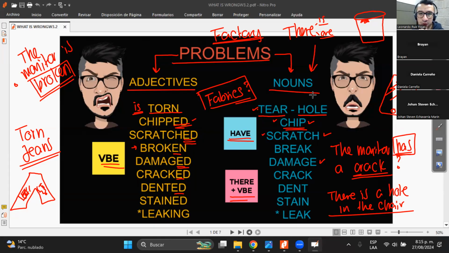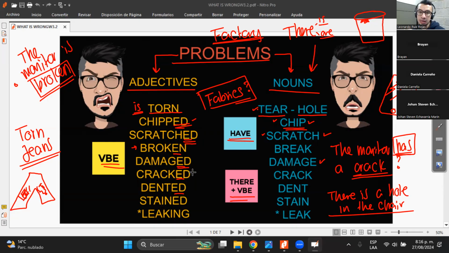Dañado. Dañado, of course, muy bien, right? So I can say the bathroom is damaged. The computer is damaged. The cell phone is damaged. The table is damaged, right? When it's a general damage, and I don't know exactly what. Bueno, muy bien. Crack, ya lo vimos, una grieta. So cracked means agrietado, right?